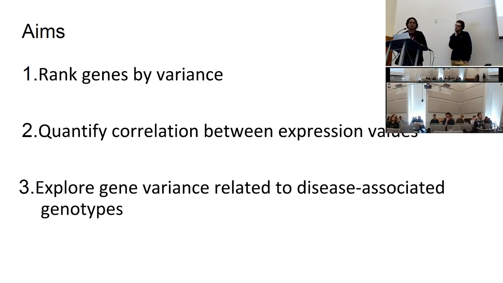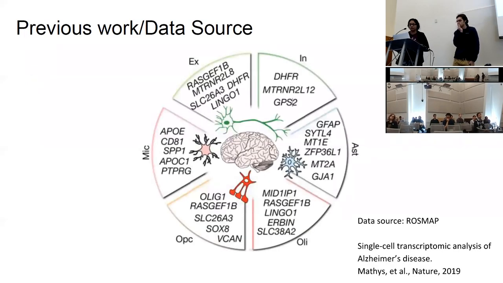So our aims include ranking the genes by the variants, quantifying correlation, and then potentially looking at genotyping like APOE3 as well as transcriptional mice. So our previous work is basically the RASMAP dataset and the transcriptomic data from the CalisHon.